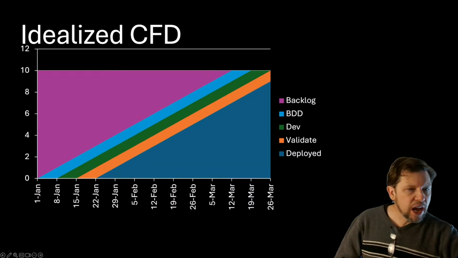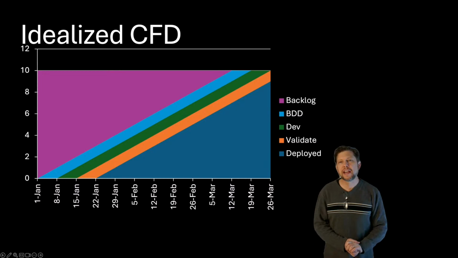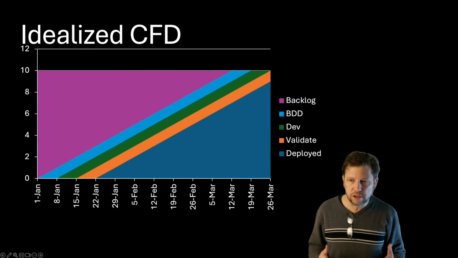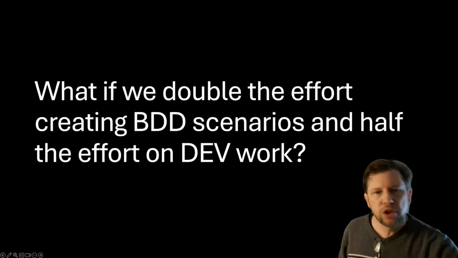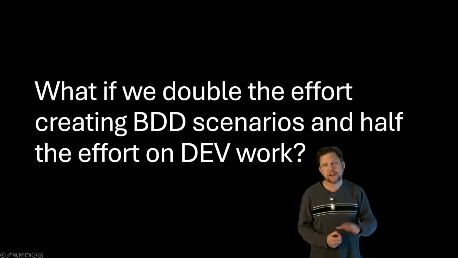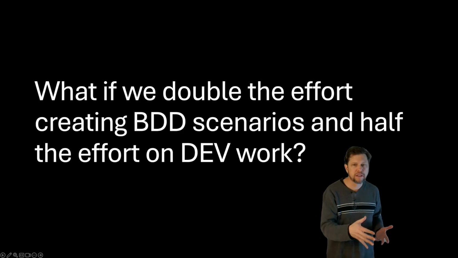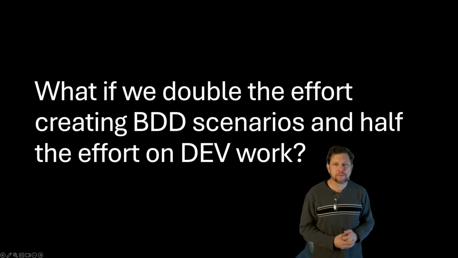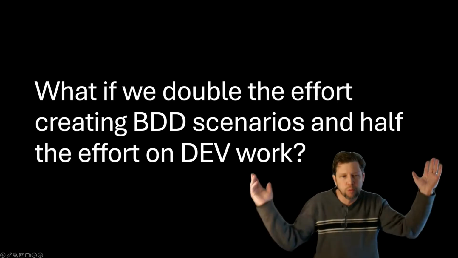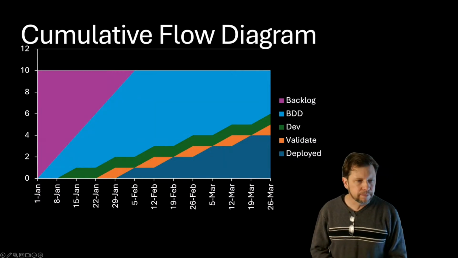Okay, so now this is a very idealized cumulative flow diagram. So now let's deal with a less idealized situation and see what it actually tells us. Like how would it encourage us to work differently, or what would it point to? So what we're going to do here is we're going to say, what if we were to double the effort in creating BDD scenarios? We're going to take the amount of effort, whatever that effort is, and say we have twice as much effort going into creating BDD scenarios, and we're going to cut the amount of time we spend on dev work in half. Now, I would suggest you do this, but let's say that's the situation we're in for whatever reason. So now we've got a graph that looks something like this.